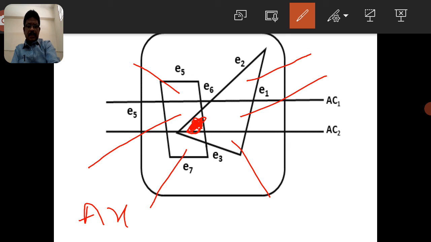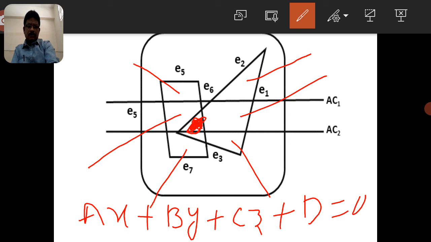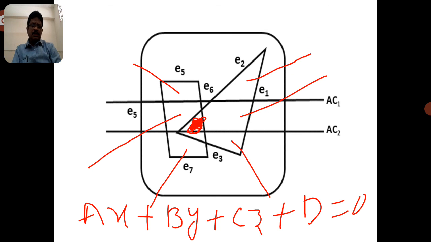That is AX plus BY plus CZ plus D equals 0. This is a plane equation which can be taken as the polygon, and based on this we will calculate the constant values A, B, C and D, and we can calculate the remaining coordinate values of X, Y and Z.